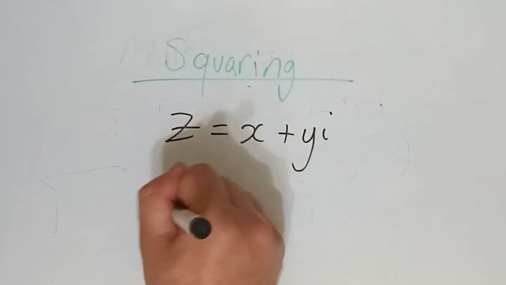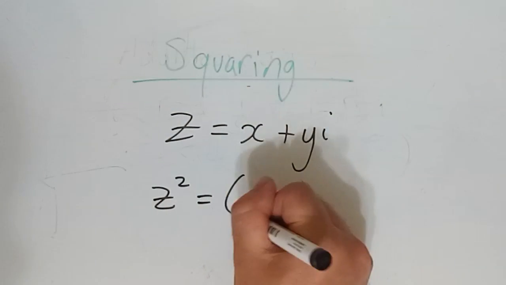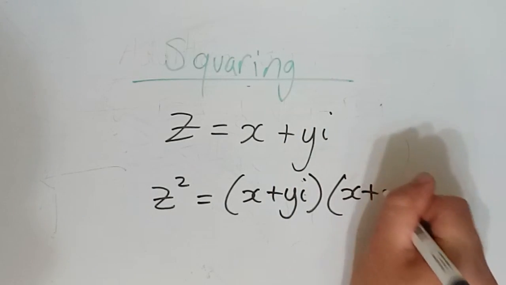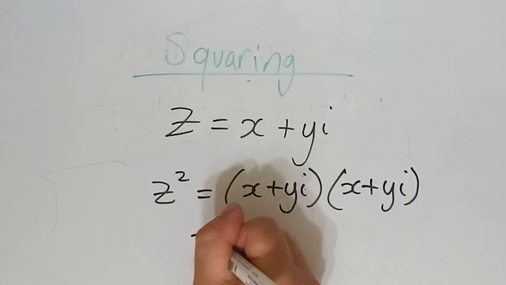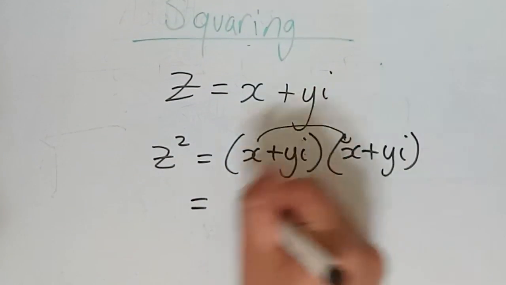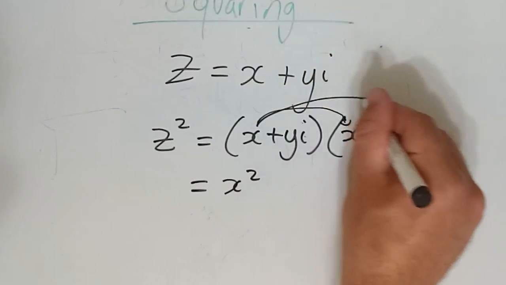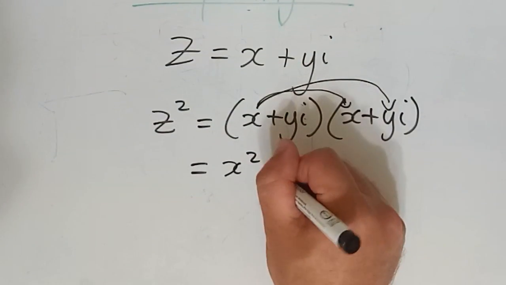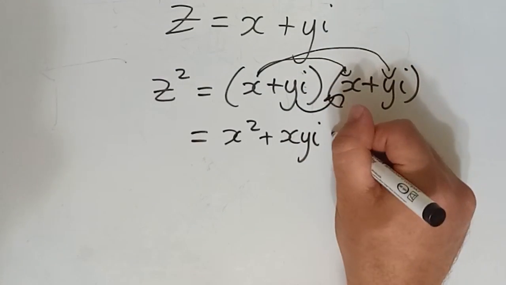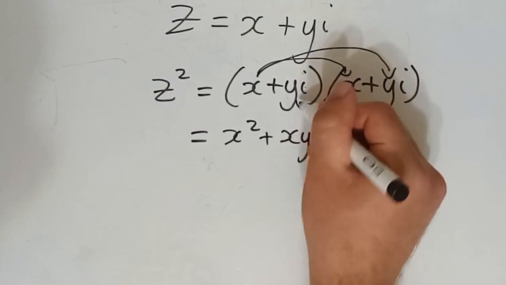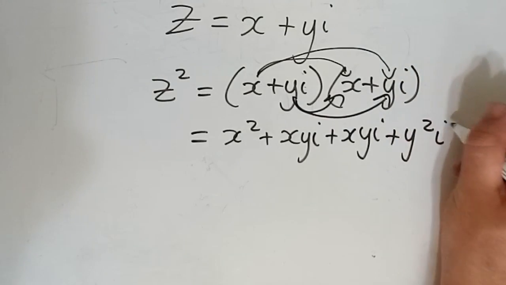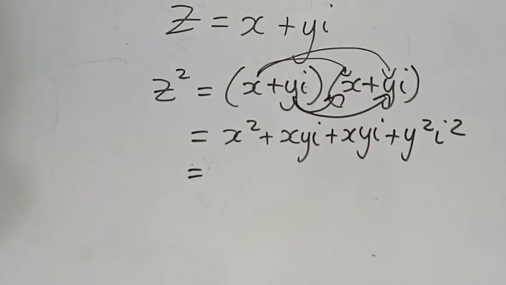So let's square that number. Z squared, what do we get? We get x plus yi, times x plus yi. It's just multiplying by itself. Let's expand it out and see what we get. x times x is x squared. x times yi is xyi. Plus xyi. Plus y squared i squared.